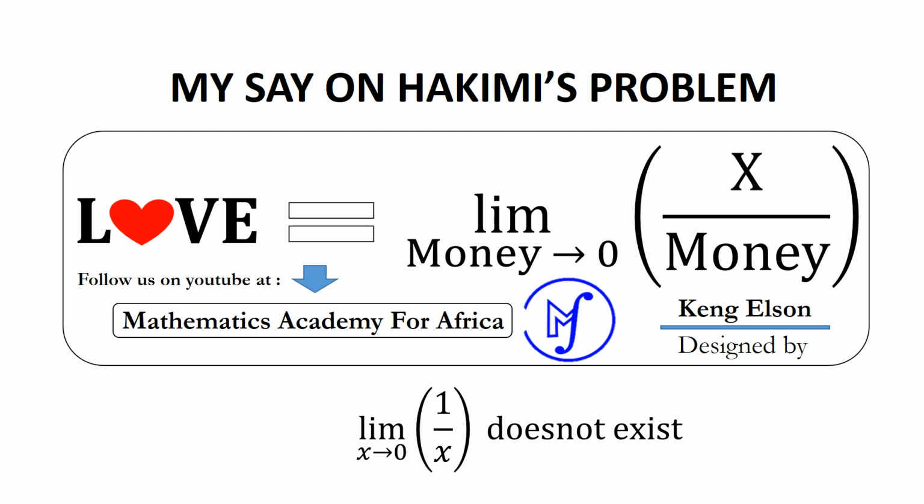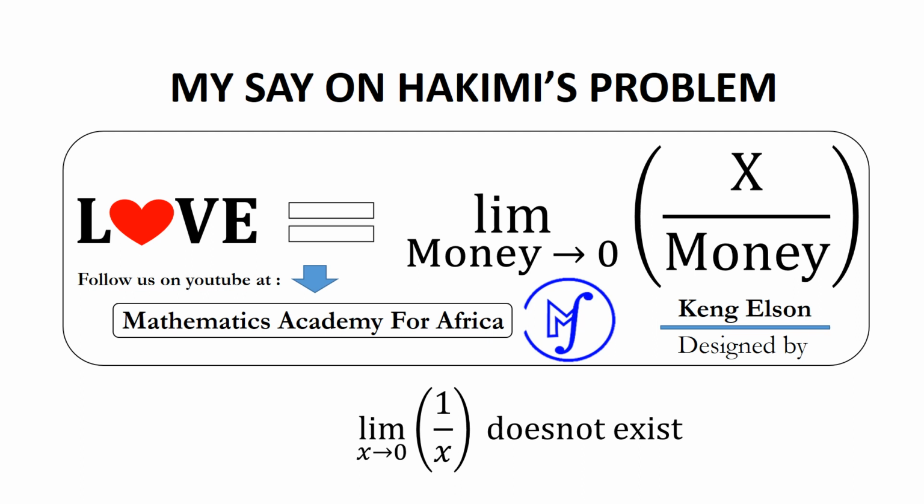Below this design you see a mathematical limit: the limit as x tends to 0 of 1 on x. This limit does not exist because the sided limits are different. For a limit to exist, the sided limits must be the same. If we take our function 1 on x, then as x tends to 0 from above, 1 on x tends to positive infinity, and as x tends to 0 from below, 1 on x tends to negative infinity. These are different, so the limit as x tends to 0 of 1 on x does not exist.